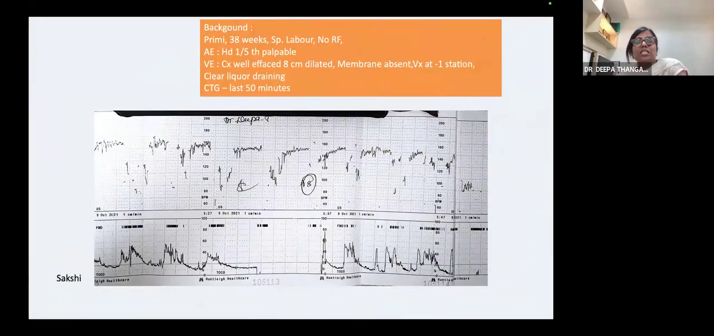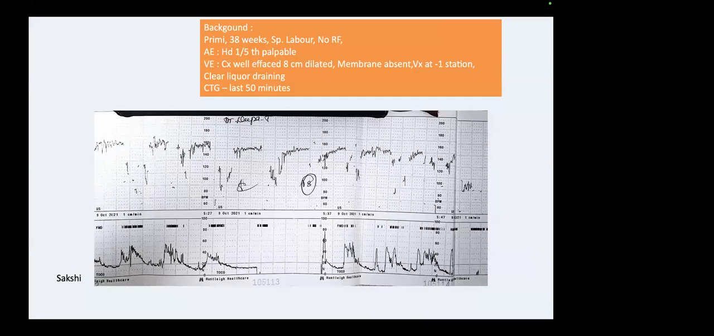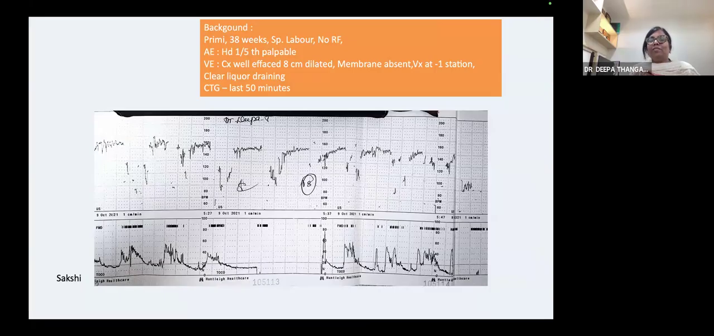So one last one, for Sakshi. This is the last CTG for the day. Yes, ma'am. Ma'am, primigravida, 38 weeks with spontaneous labor, no risk factor. On examination, head is 1/5 palpable. Ma'am, sorry, now it is 7:10. Just informing. One second. This is the last one, ma'am. Okay.